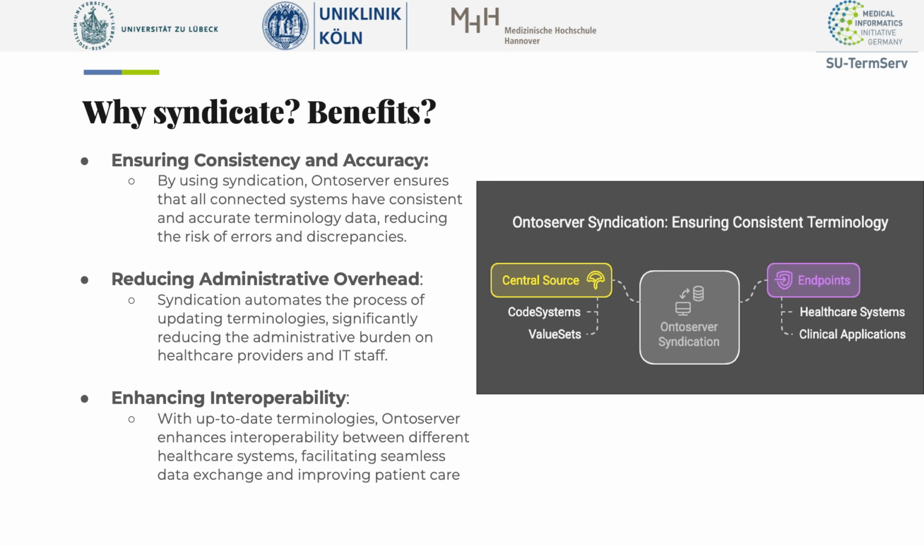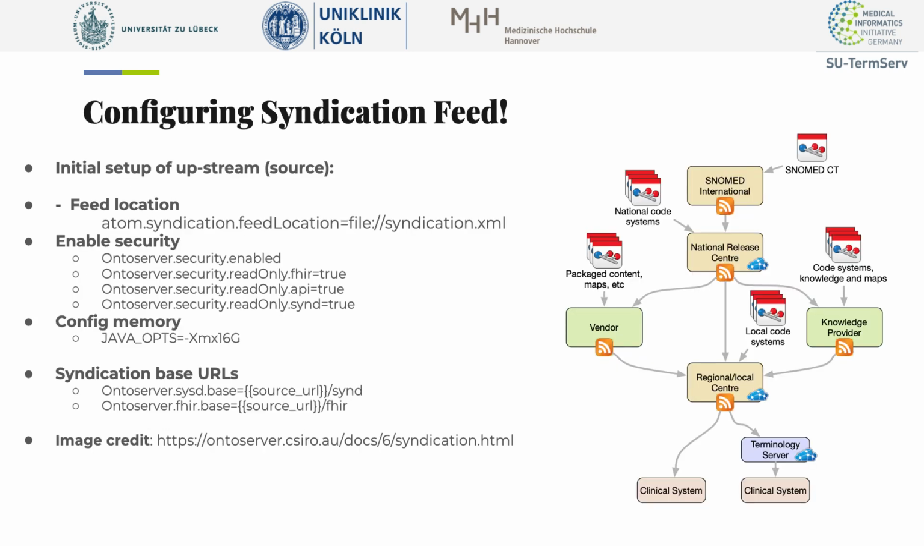In order to syndicate terminology, you need to configure a syndication feed on your instance. In the next slide, I will provide an overview of configuring a syndication feed in Ontoserver. Setting up syndication involves a few key concepts and steps: feed configuration, then security settings, memory allocation, adjusting Java memory settings for optimal performance. And finally, you have to configure the base URL where you are configuring the FHIR and syndication base address. For more details, you can refer to the Ontoserver's official documentation.